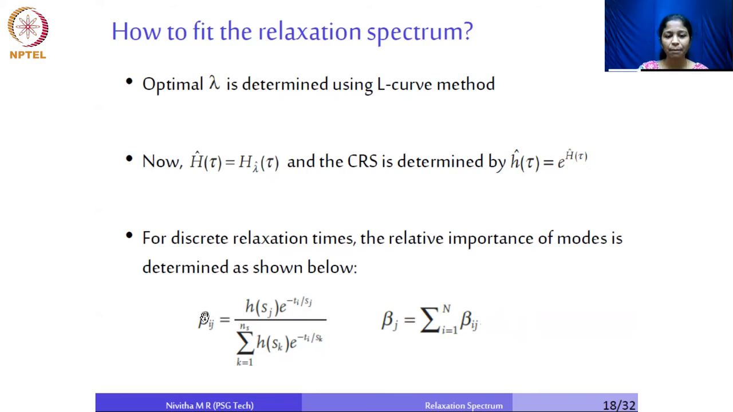That is done using a parameter called beta, which is nothing but the relaxation which is explained by the particular mode to the overall. This is nothing but the summation for all my n s modes. So this is the summation of my g of t value for all the modes, and this is the g of t value for a particular mode. I estimate the relative importance, I sum it up so that I get beta j, which is nothing but the relative importance of a particular mode j.